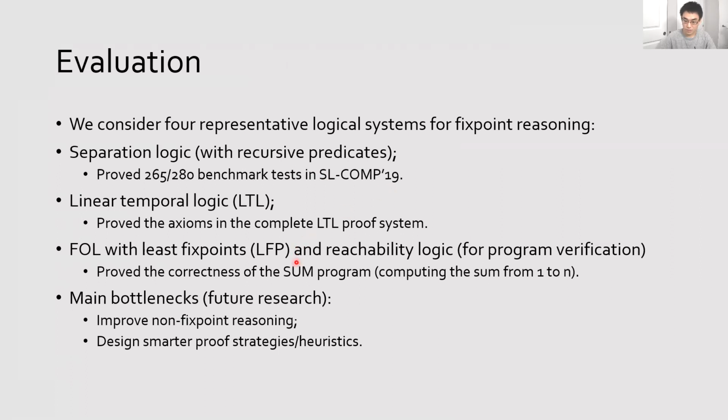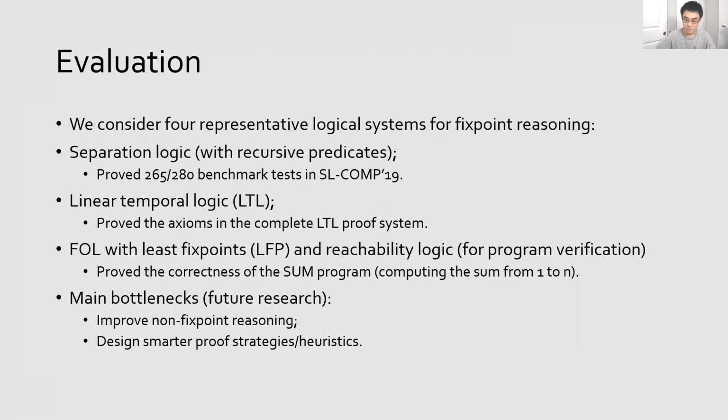For first-order logic with least fixed point and reachability logic, we proved the functional correctness of a simple program that computes a sum from 1 to n. And during the evaluation, we also noted several bottlenecks that require future research. The first is non-fixed point reasoning. In our current implementation, we didn't pay much attention to it, and we plan to improve it in the future, including more powerful first-order logic reasoning and equational reasoning.